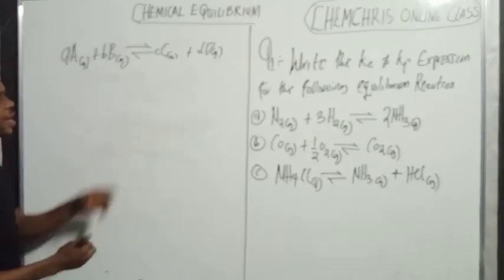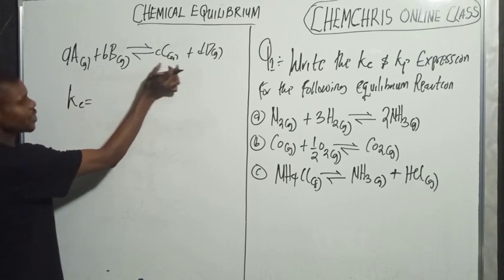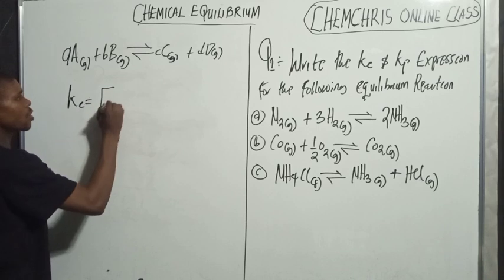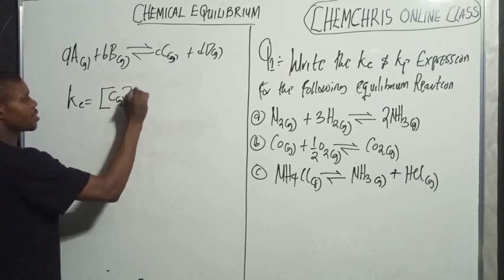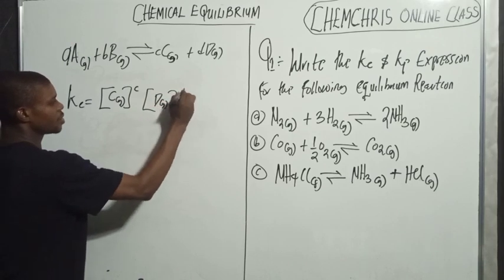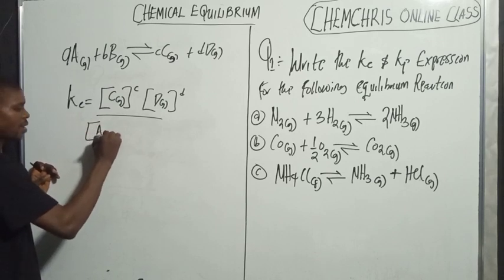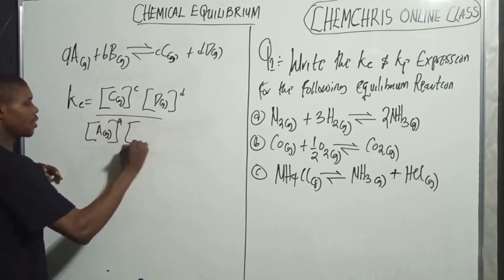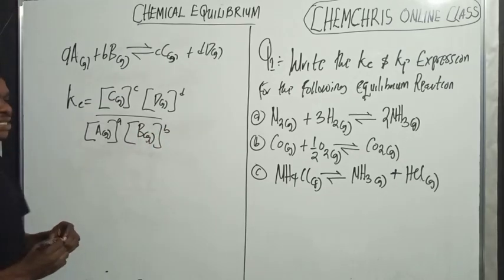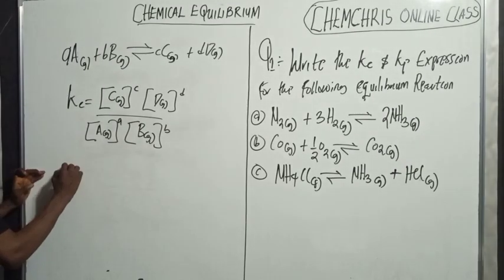So if you want to write it, here we have the products. It will be Kc equals the concentration of the two products, C and D. So it will be the concentration of C gas, guess what? C, right? Then the concentration of D gas, guess what? D. Can you see that? Over the concentration of A gas, guess what? A. Then the concentration of B gas, guess what? B. Can you see that? As easy as that. Now, how do you write for Kp?